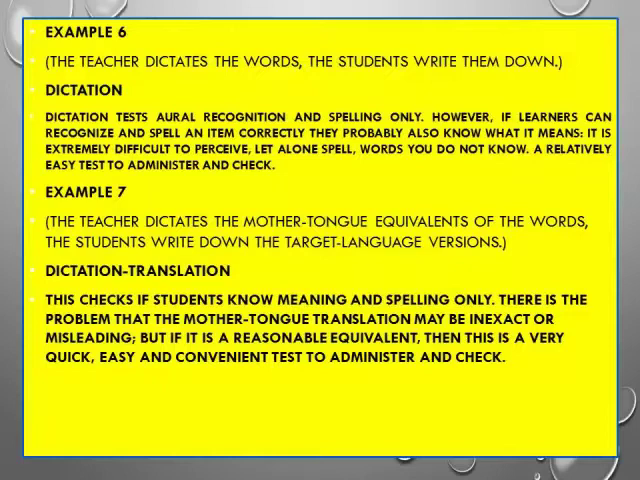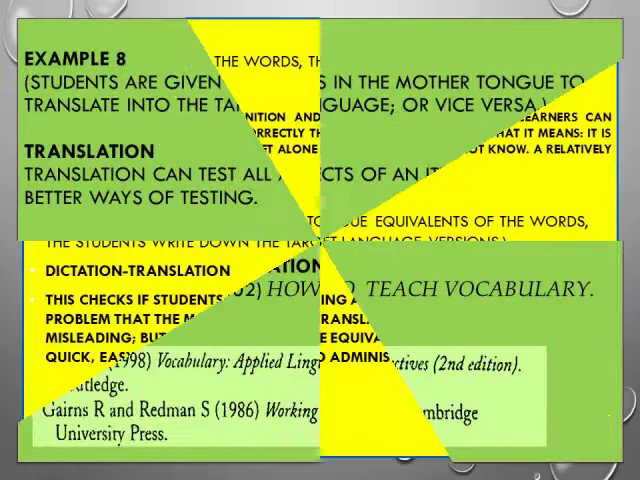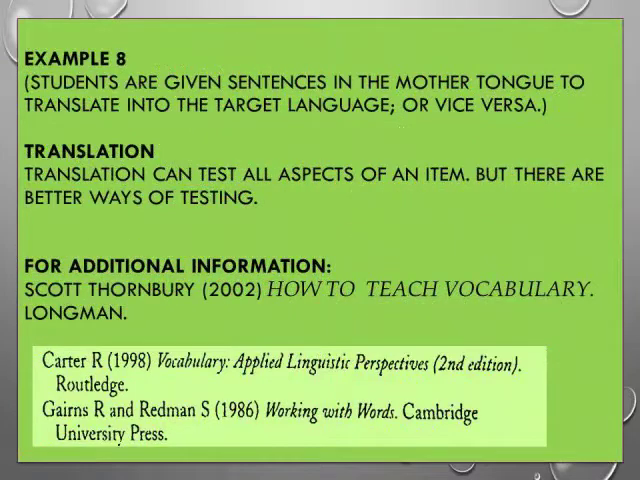Example 7. The teacher dictates the mother tongue equivalents of the words. The students write down the target language versions. Dictation translation, we can say. This checks if students know meaning and spelling only. There is a problem that the mother tongue translation may be inexact or misleading, but if it's a reasonable equivalent, then this is a very quick, easy and convenient test to administer and check.